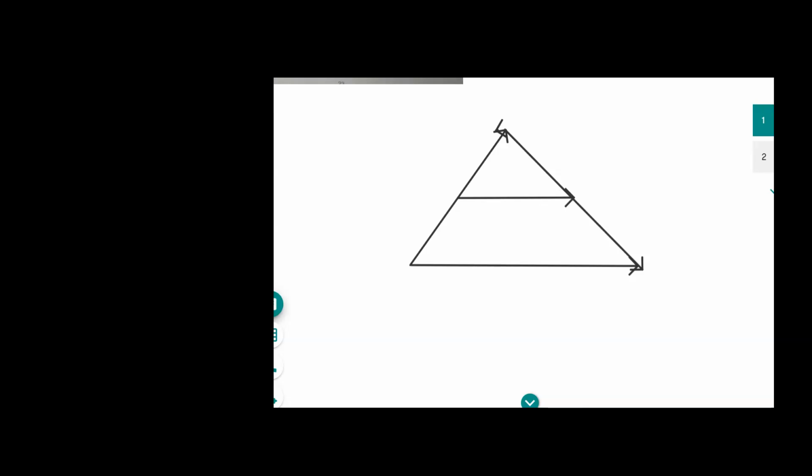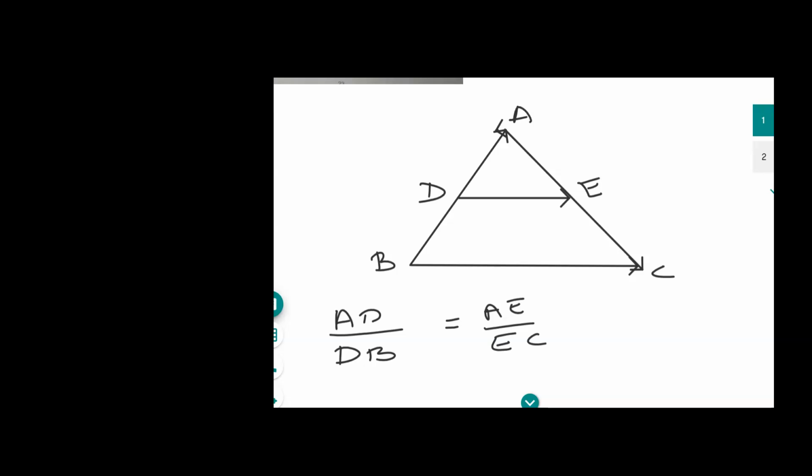So let us say this is A, B, C. Let DE be parallel to BC. Now it is given DE is parallel to BC and we need to prove that AD by DB is equal to AE by EC. Given, this is to prove, and it is given DE is parallel to BC.